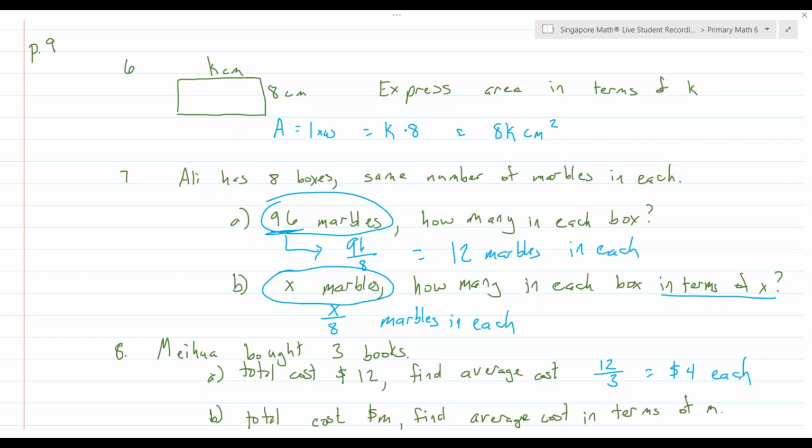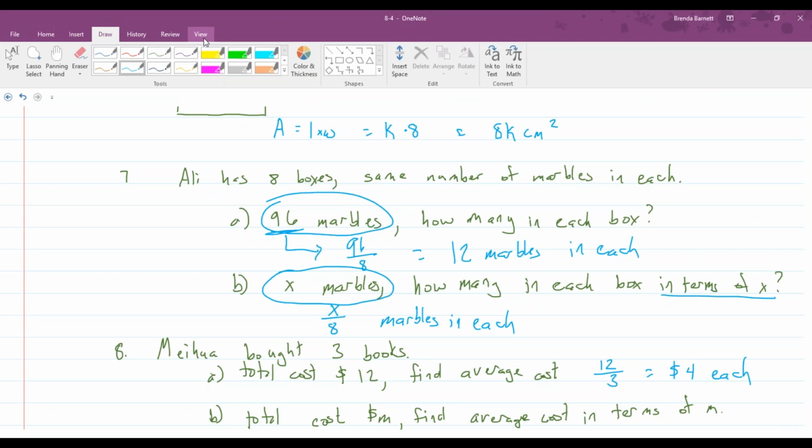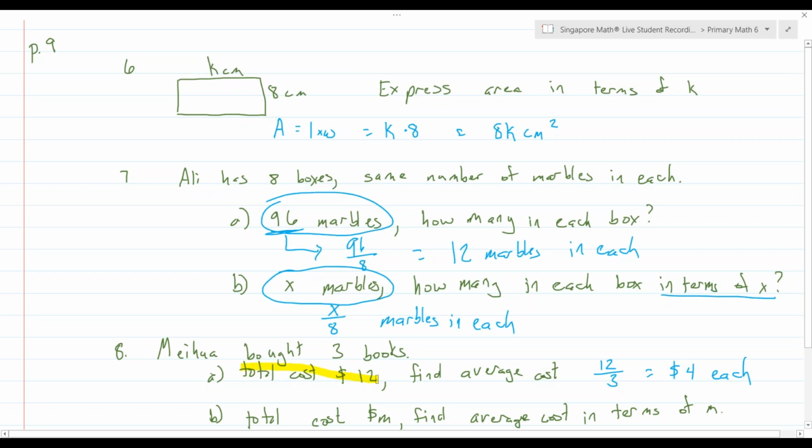Then look at part B. If the total cost is M dollars, find the average cost in terms of M. Just like when we knew the total cost was $12, we started with the 12 on top. When we notice that the total cost is M dollars, we're going to start with an M on top, divide by 3, and I know that the average cost is going to be M over 3 dollars. I don't know what M is. Again, I've given the answer in terms of M.